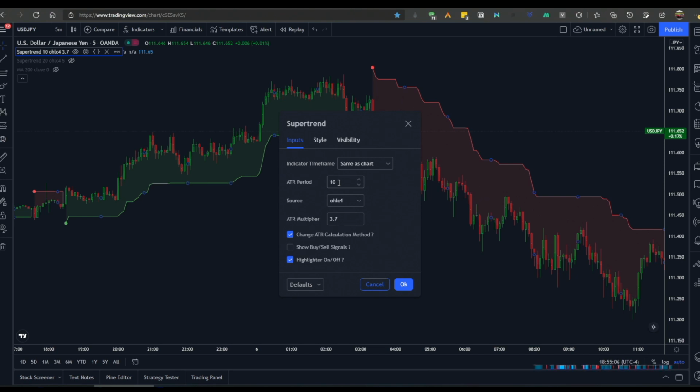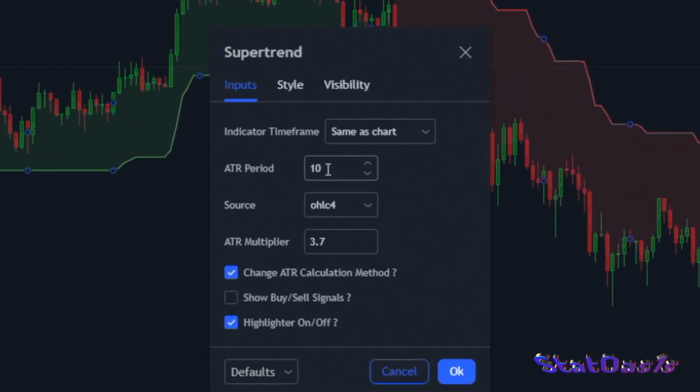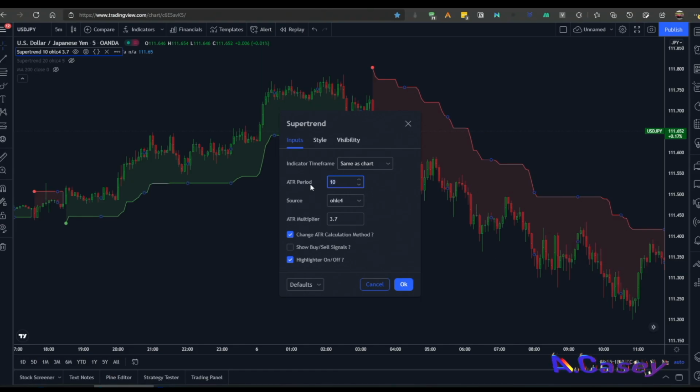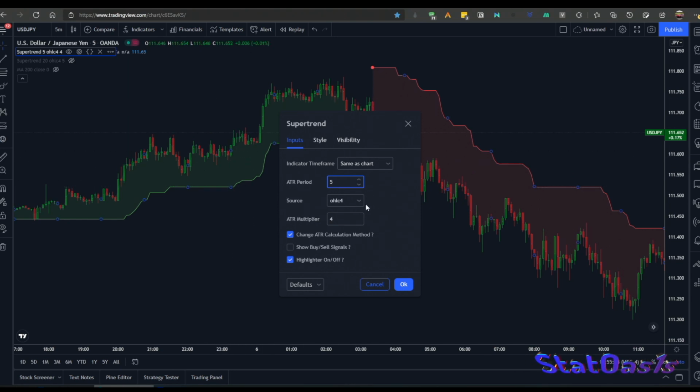And here is the multiplier. So this is now ATR 10 and the multiplier 3.7. Now, of course, you can change this as it suits you. Of course, the shorter the ATR period, the more volatile the channel will be. And the bigger the multiplier, the further away from the price it's going to be.